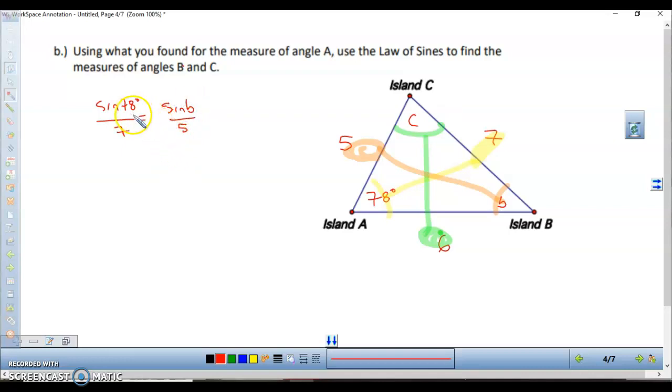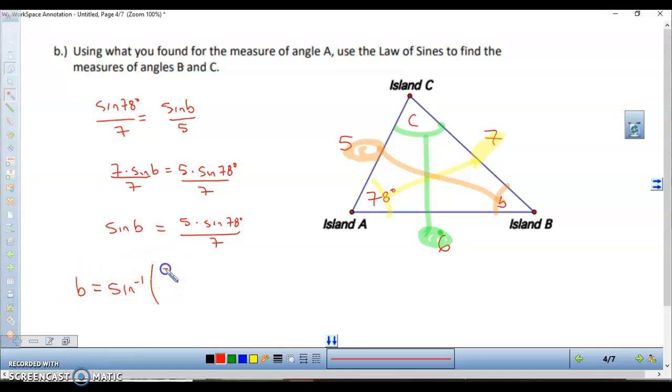Alright, so when I cross multiply, I'm going to get that 7 times the sine of B is equal to 5 times the sine of 78. Then I'll divide both sides by 7, and I get that the sine of B is equal to 5 times the sine of 78 degrees divided by 7. Now remember, when solving for an angle, that's when we're going to use the inverse sine function in our calculator. So B is going to equal the inverse sine of this entire fraction.